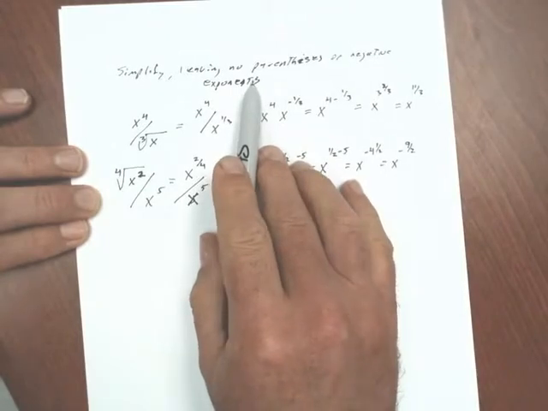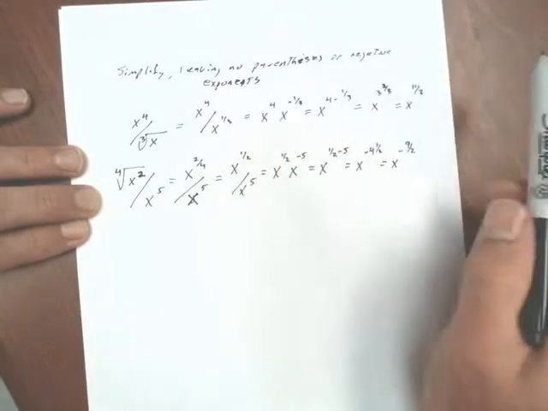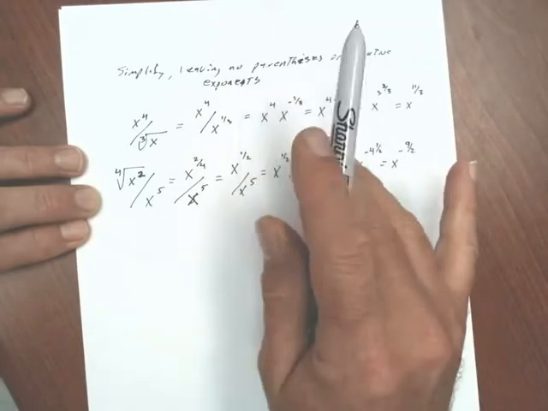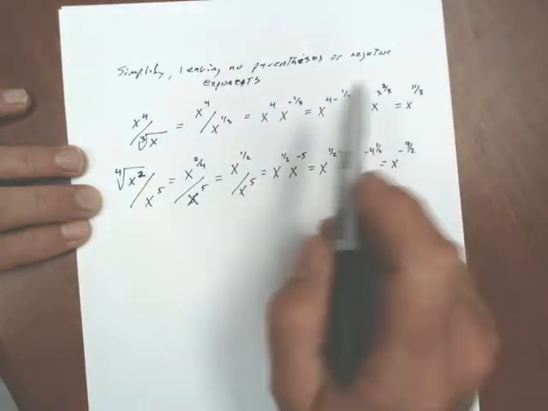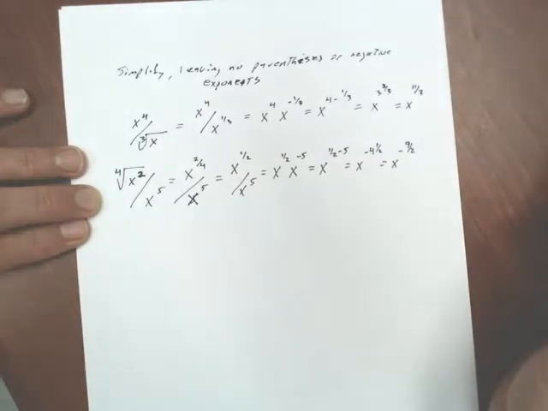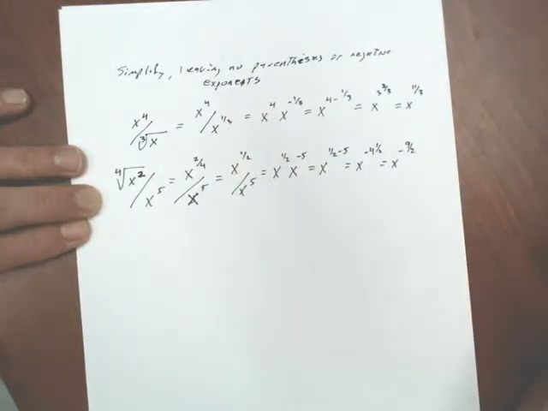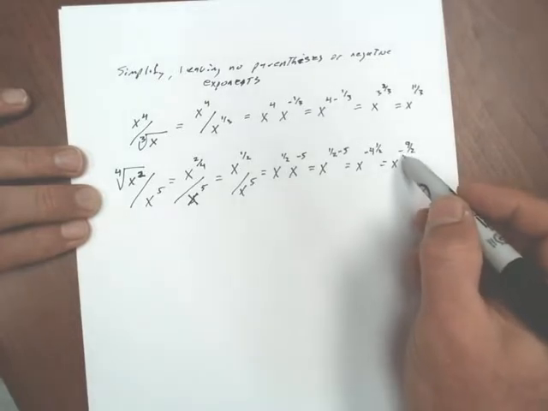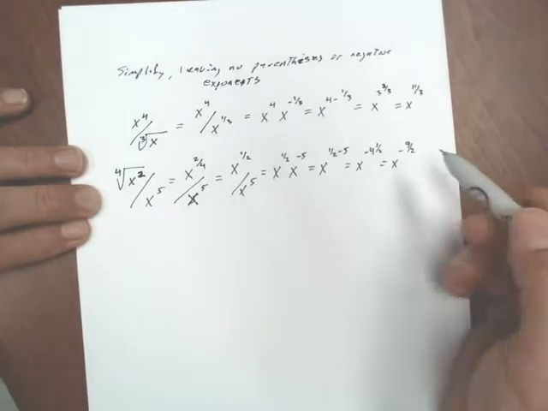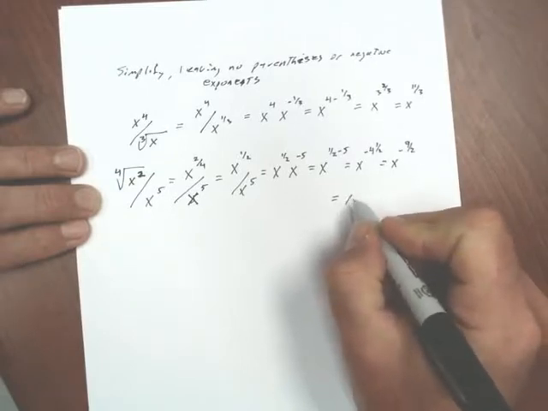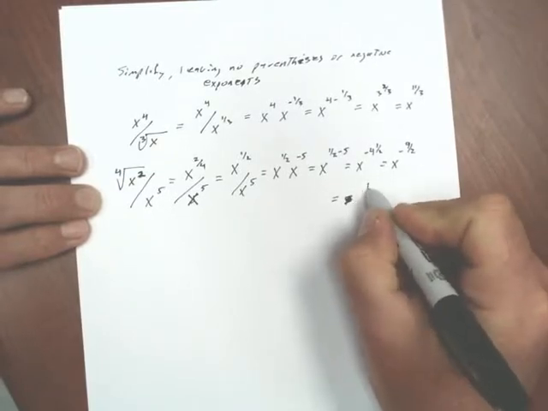Now, please pay attention to what we're doing here. We want to eliminate any negative exponents in these examples we're doing. That's what we set out to do first, is simplify, leaving no parentheses or negative exponents. So we need to get rid of that negative exponent before we have a complete answer. So this then equals 1 over x to the 9/2.